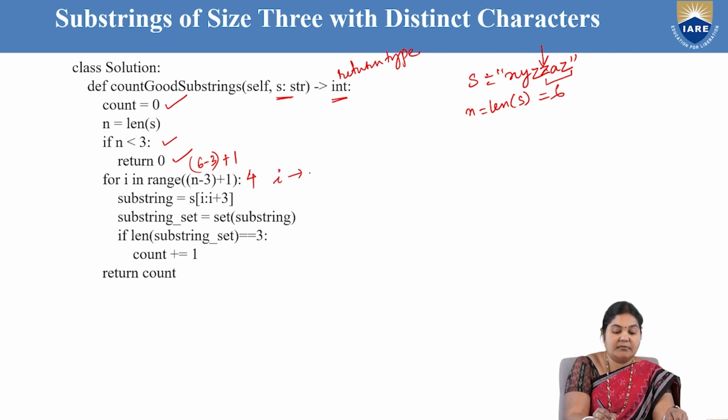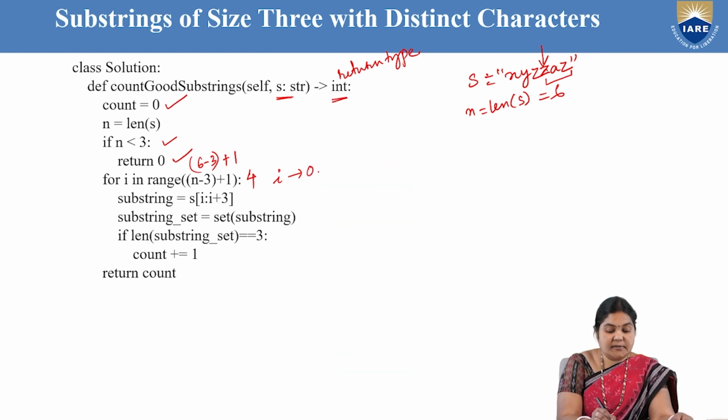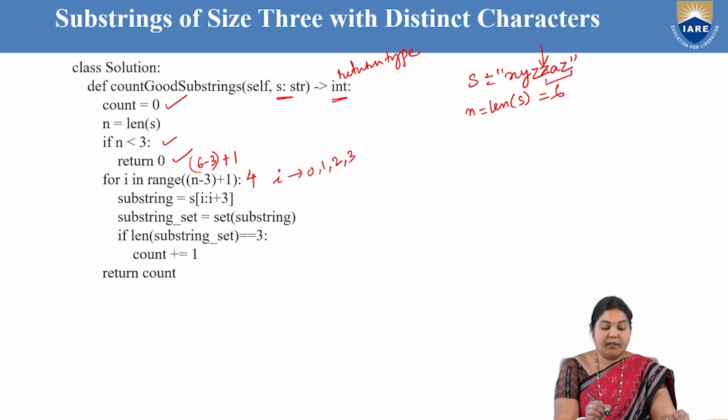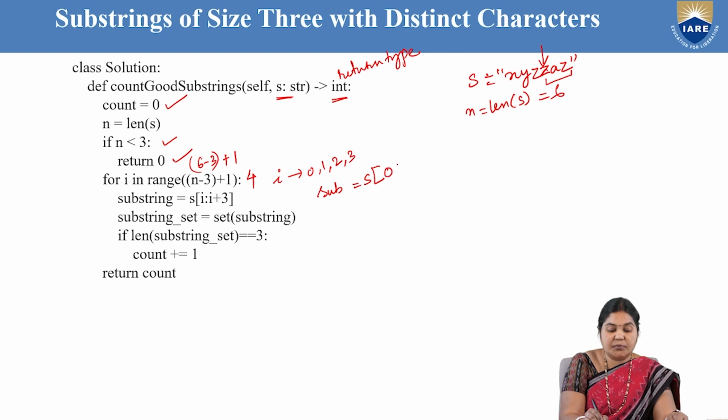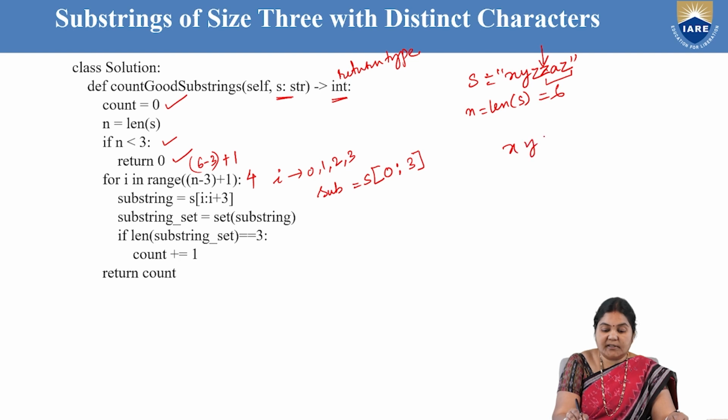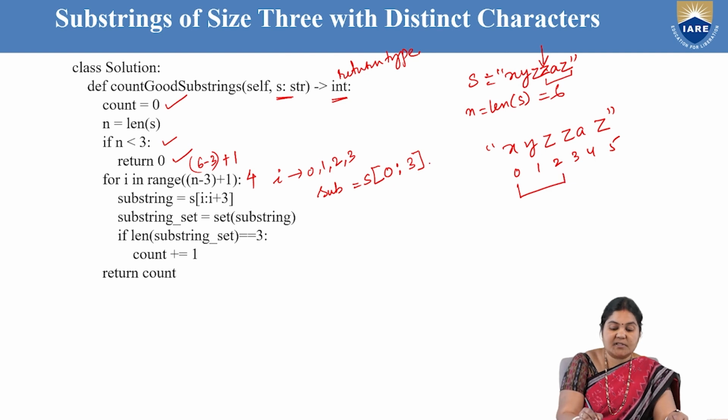So, I will take the values 0, 1, 2 and 3. So, 4 times my loop is going to run. So, how to make this substring? The first substring I am making is S of i to i plus 3. So, 0 to 3. If you take your string X, Y, Z, Z, A, Z, with indexes 0, 1, 2, 3, 4, 5, then 0 to 3 means 0 to 2 is the first substring, which is X, Y, Z.